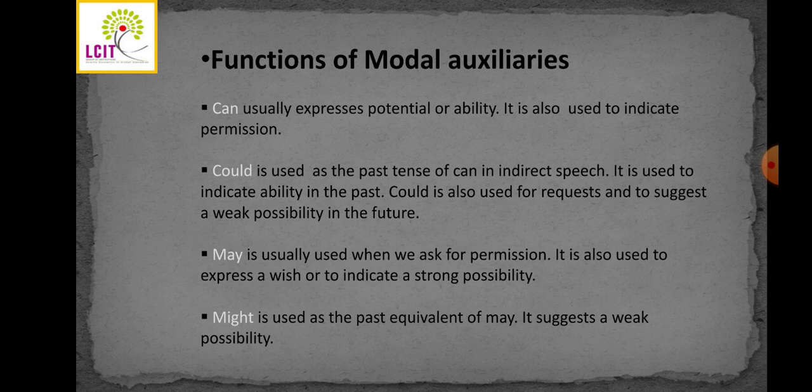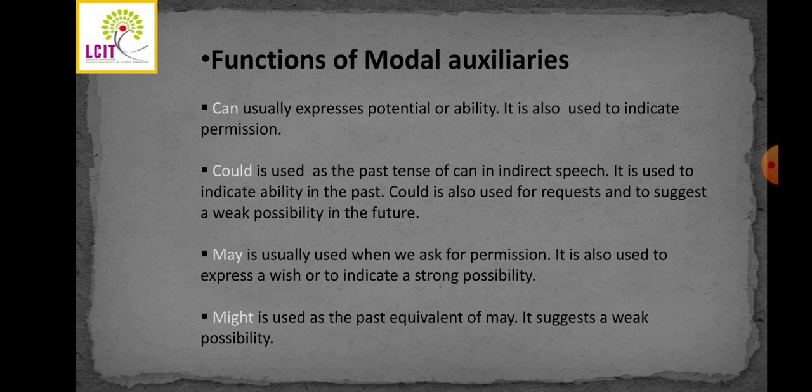Second is could. What is could? If I ask you what is could, what will be the first answer you'll give me? It is the past tense of can, right? So could is actually the past tense of can, and it is used as the past tense of can in indirect speech. Now there are two kinds of speech, direct and indirect. We'll learn that furthermore. So could is used to indicate ability in the past, and it is also used for request and to suggest weak possibility of the future.